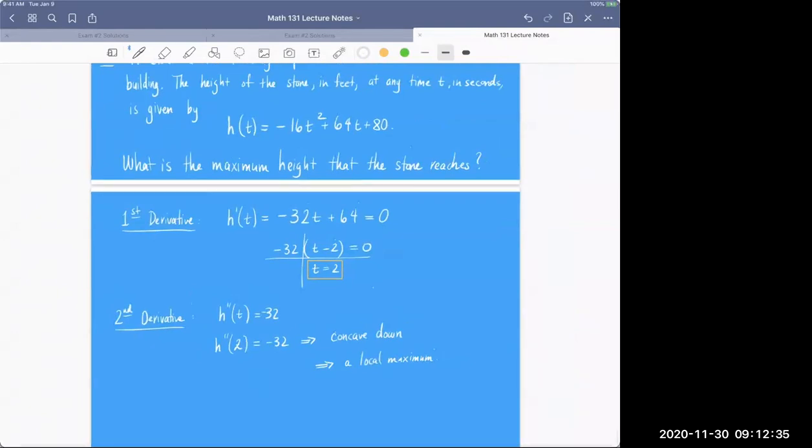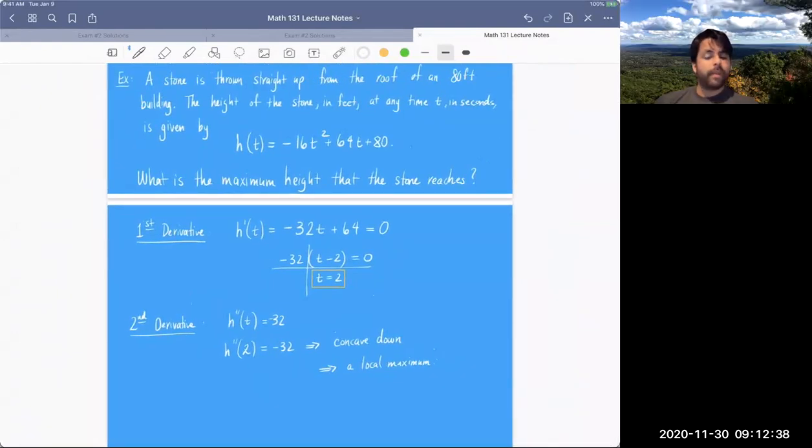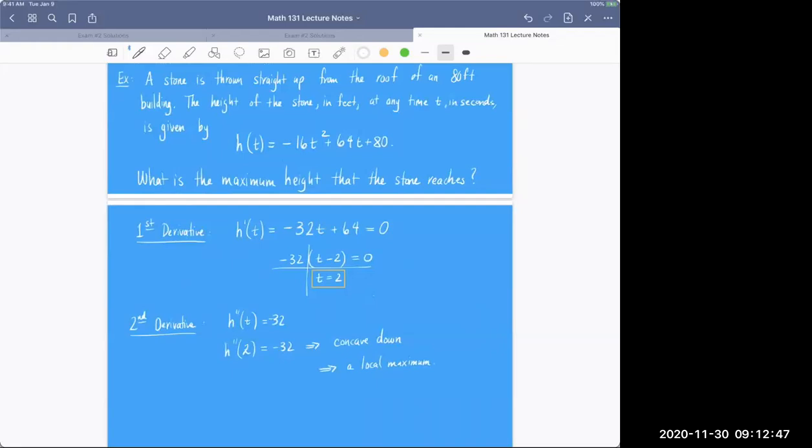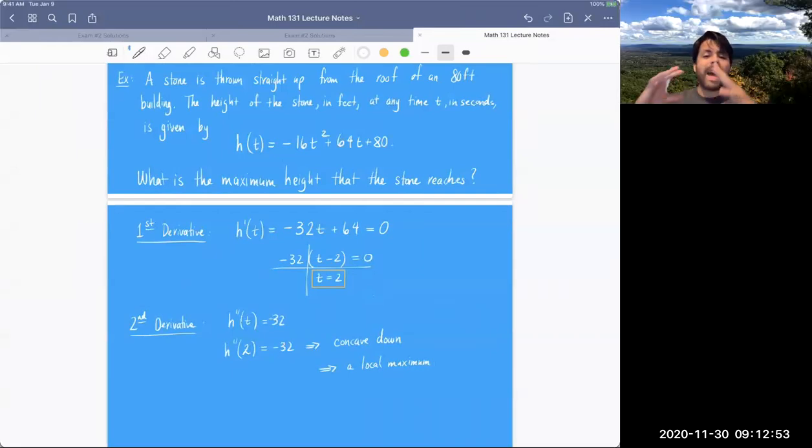Now, what are we looking for? Are we looking for local max or what? Do we just care about the maximum that's locally maximum, or are we trying to figure out the absolute maximum? So in this problem, we're looking for what's the highest it is. What is the highest that the stone can ever reach? And what do you realize? This local maximum is indeed the absolute max.